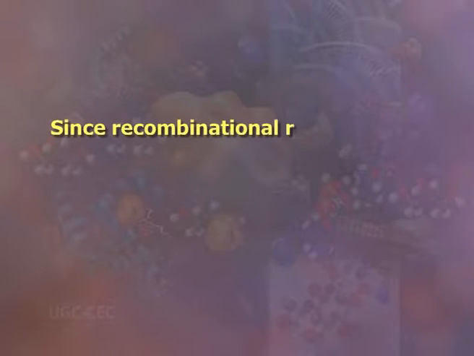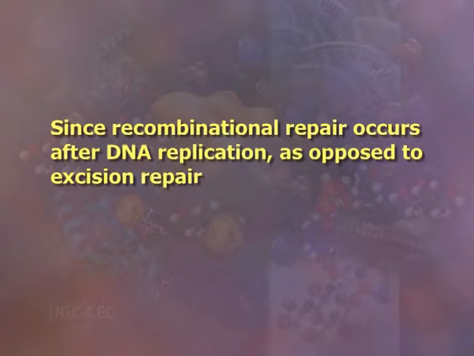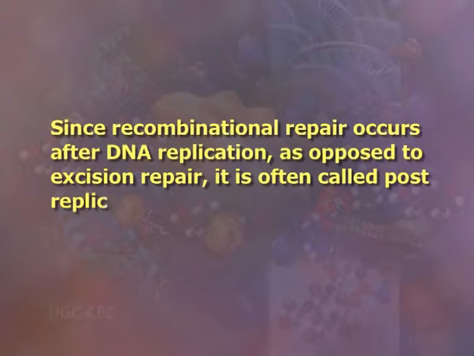Besides, some kinds of damage cannot be eliminated by excision repair. For example, alterations that do not cause helix distortion but do stop DNA synthesis can be addressed by this system. Since recombinational repair occurs after DNA replication as opposed to excision repair, it is often called post-replicational repair. Significantly, what is repaired is a daughter strand gap rather than a thymine dimer.